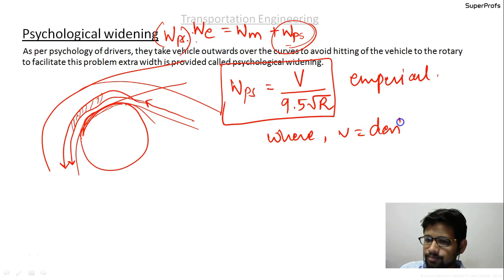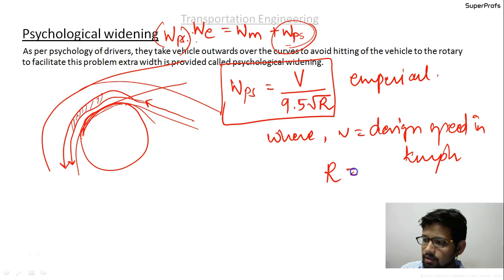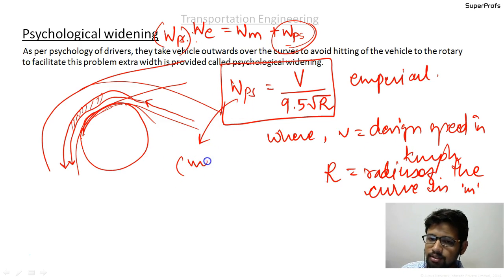design speed in kmph and R is radius of the curve in meters. Okay guys, and from this you get WPS in meters.